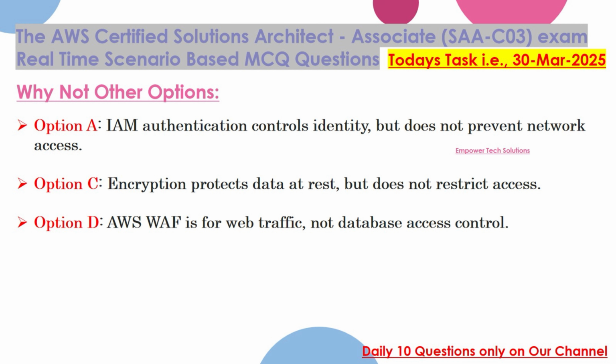Option C, encryption protects data at rest, but does not restrict access. Option D, AWS WAF is for web traffic, not database access control.